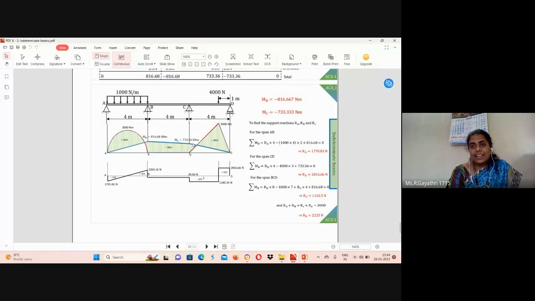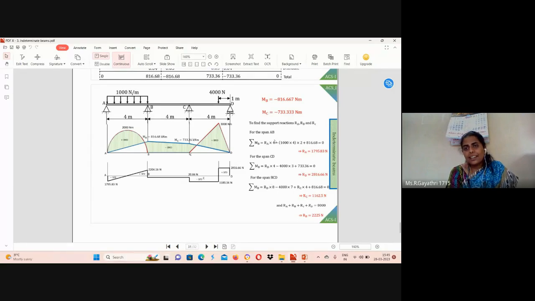Here we can see negative bending moment. This negative bending moment can be considered positive. We know some basics, clockwise and anti-clockwise moment, sagging, hogging. We know some differences. So negative value may become positive.